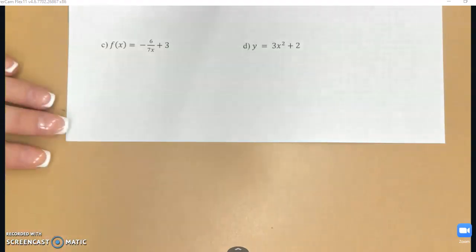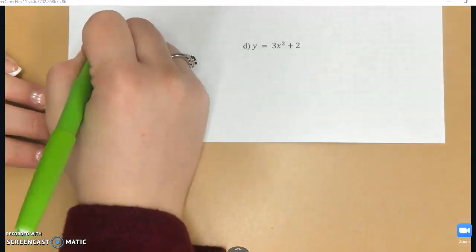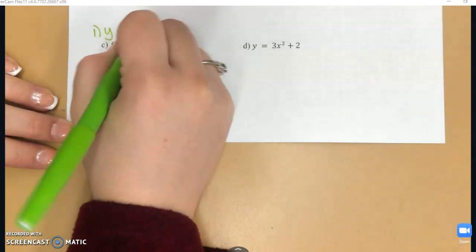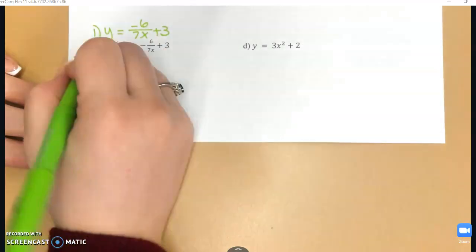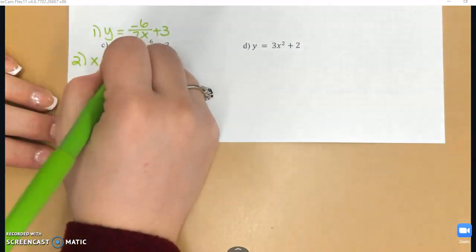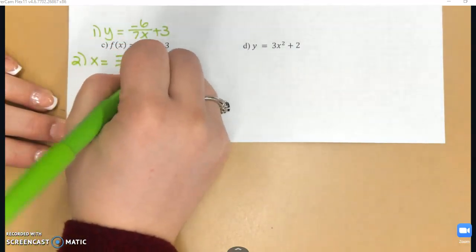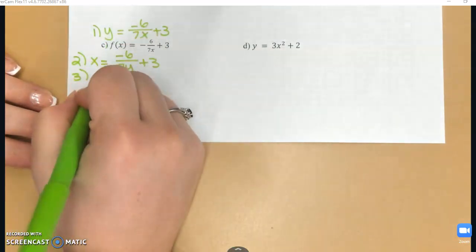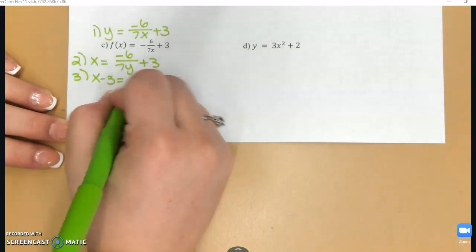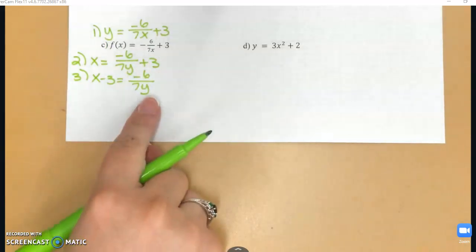Moving on to example C. Again, first thing I'm going to do, write this as y equals notation. Then I'm ready to swap my x's and my y's. And then getting y by itself. So first I need to subtract that 3. And now y is in my denominator.